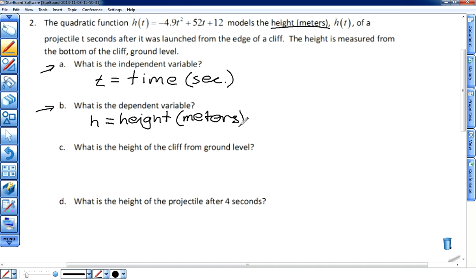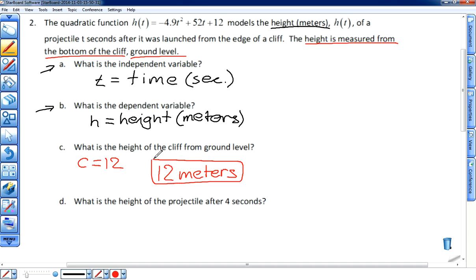So we have our variables identified. Next, what is the height of the cliff from ground level? So it said that this models the height of a projectile launched from the edge of a cliff. However, the model says that the height is measured from the bottom of the cliff, which we are going to call ground level. Well, from the previous example, we recall that the initial value is our value of c. So in our function, c is equal to 12. 12 is our initial height, which means that that is the height of the cliff from which it was launched. So we would say that the height of the cliff is 12 meters above ground level.